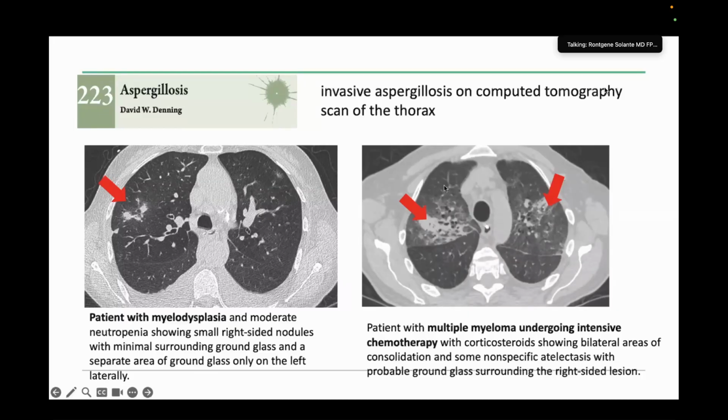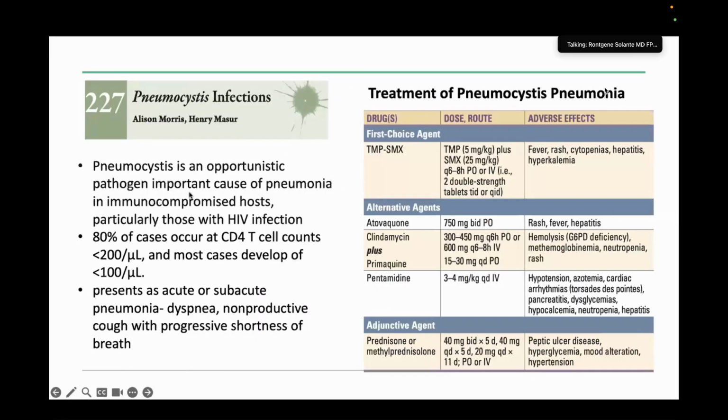And you have here an area of non-specific atelectasis and more ground glass surrounding the right-sided lesion. Okay. So for you to really appreciate this, you need to do a chest CT, no? Patients with aspergillus infection. Okay. The last among these is your pneumocystis infections.